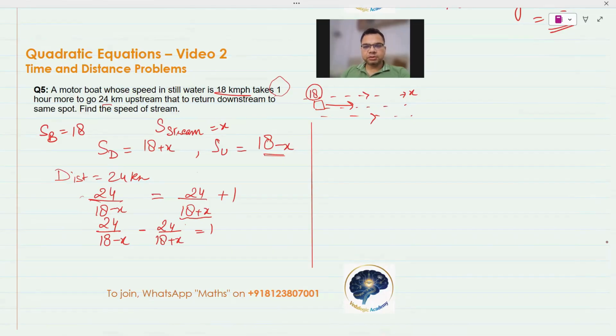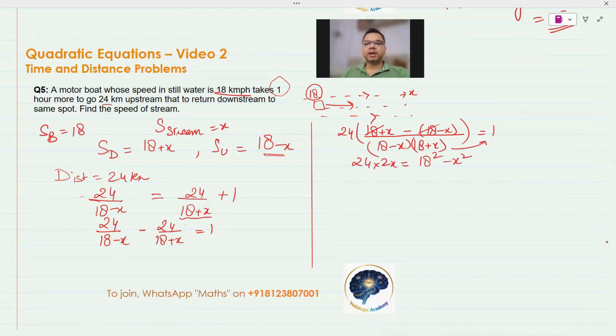So it becomes, I'll take 24 as common. So it becomes 18 plus x minus 18 minus x upon 18 minus x into 18 plus x equals to 1. So this, now I'll take it to the right hand side. And if you see, minus 18 plus 18 gets cancelled, and this becomes 2x. So it becomes 24 into 2x equals to, and I'll open the brackets here, 18 minus x and 18 plus x. So it will be 18 minus x square.